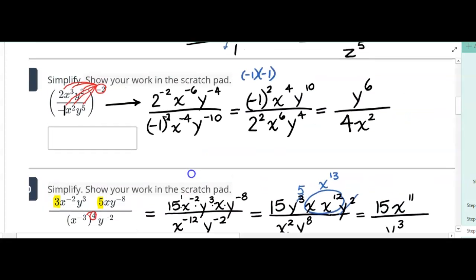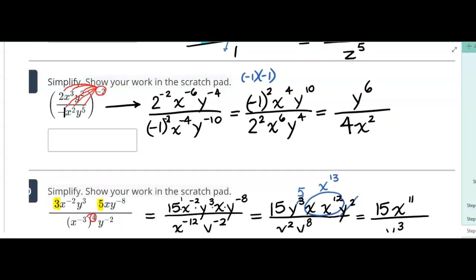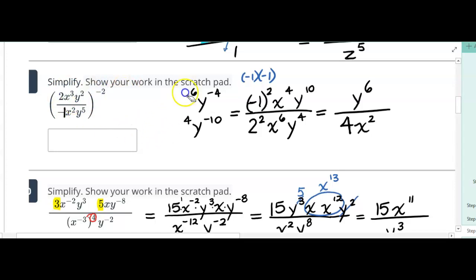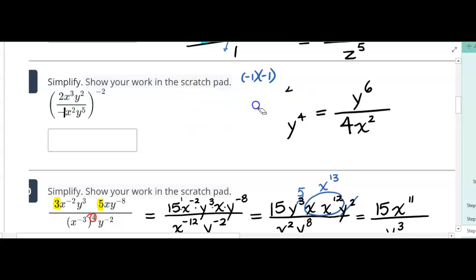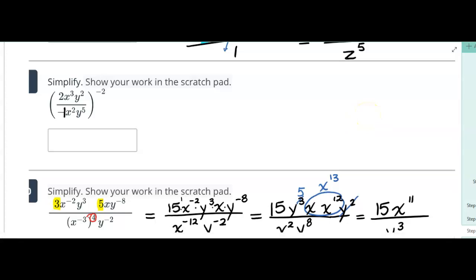Now I just remembered, I promised I would show you a second way to do this problem, and I forgot to do that. I'm going to erase right here and show you a different way to do this last problem. One option when you have a negative is to put it all over 1 and take anything that has a negative exponent and move it. But when you have a fraction raised to a negative power, another option is to just flip the entire fraction.